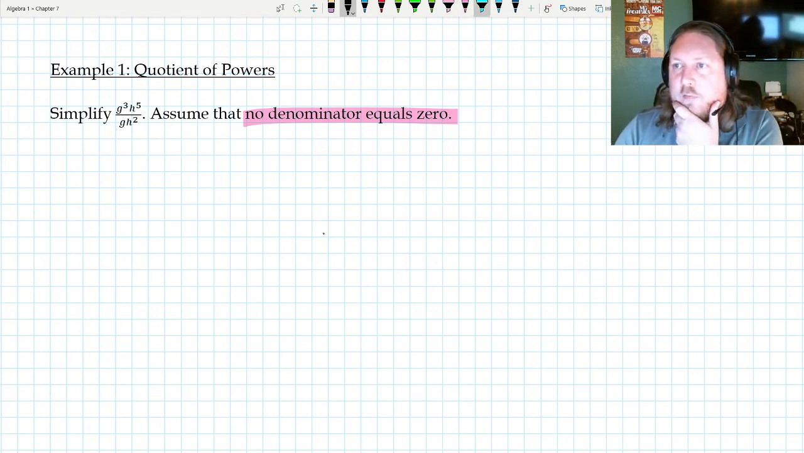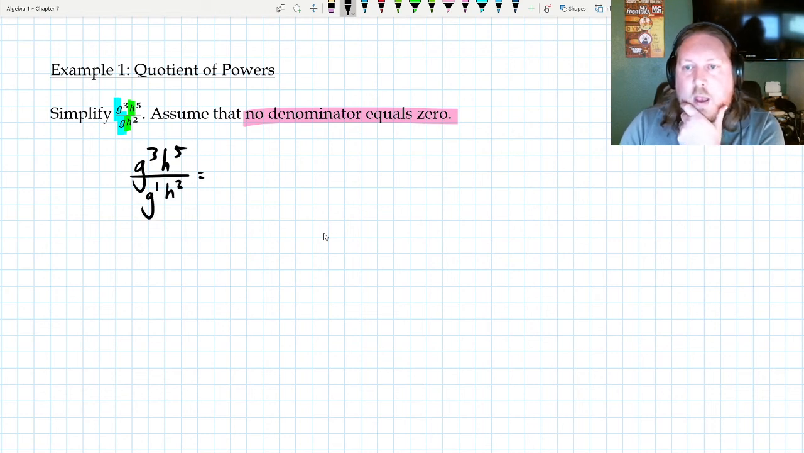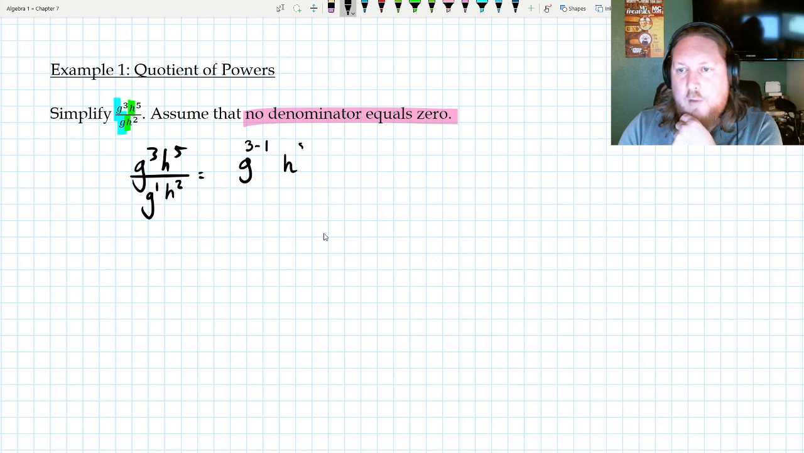If you notice, I have two bases, g and h. So all I have to do is take g cubed h to the 5th over g to the 1 h squared, and I write the two bases, g and h, and their exponents become the power of the numerator subtract the power of the denominator. 3 minus 1 is 2, so I have g squared. H to the 5 minus 2 is h cubed.